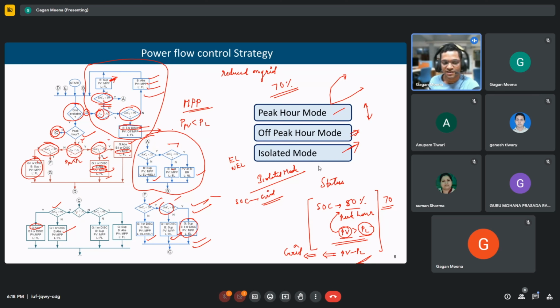And if generation is less than load, then we have to check SOC. If SOC is less than 60%, then the grid is supplying and the battery is absorbing.